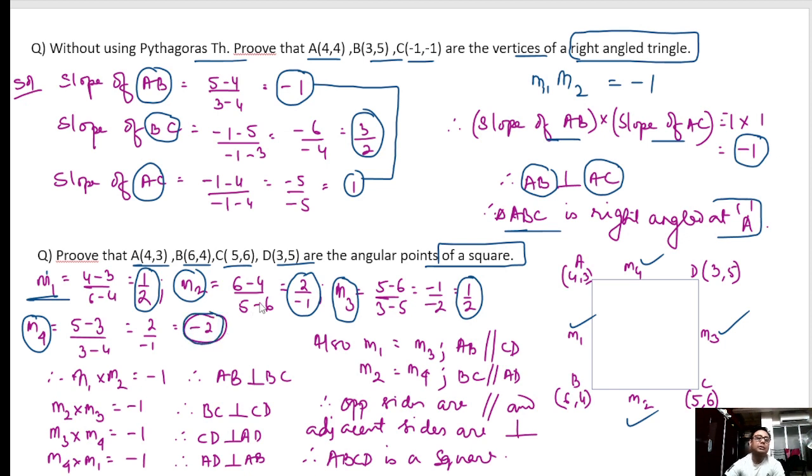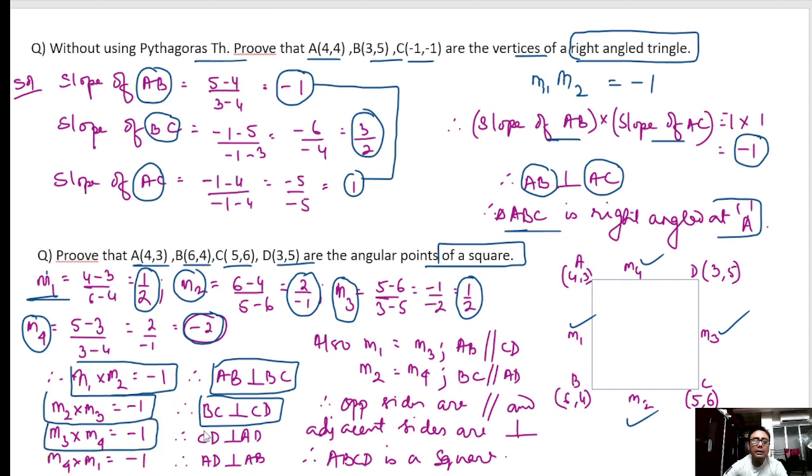So similarly M4 we found out as -2. These are the slopes. Now you can see that if I do M1 into M2, I'm getting -1. So AB and BC are perpendicular. Similarly, if I do M2 into M3, I'm getting -1. That means BC is perpendicular to CD. If I do M3 into M4, I will get -1. So CD is perpendicular to AD. And if I do M4 into M1, I will get AD perpendicular to AB.